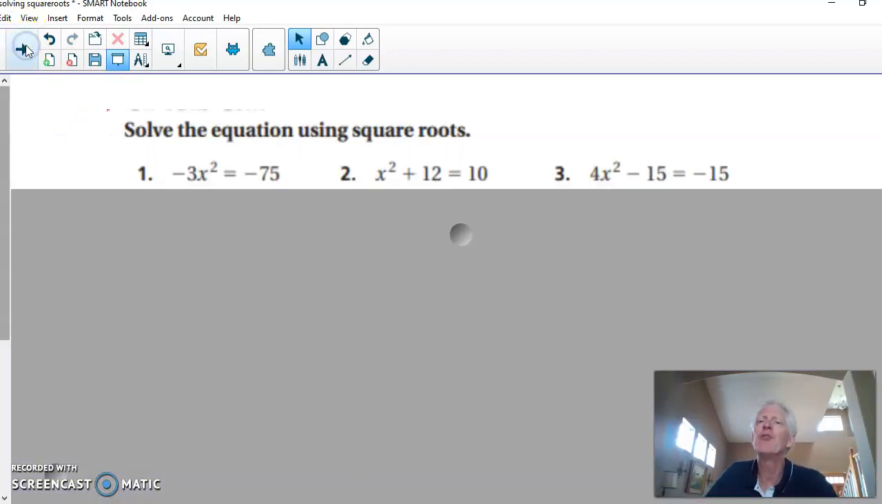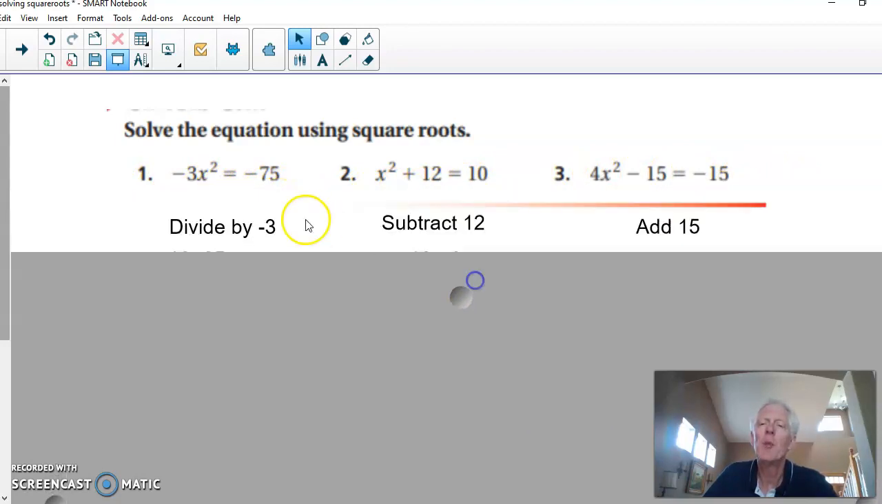They can get a little bit trickier. Just take a look at these three real quick. I'll pause it if you need to. What's the first step in each one? Find the first step in each one. Number 1, you'll divide by 3 or by negative 3. Here, you'll subtract 12. Here, you'll add 15.